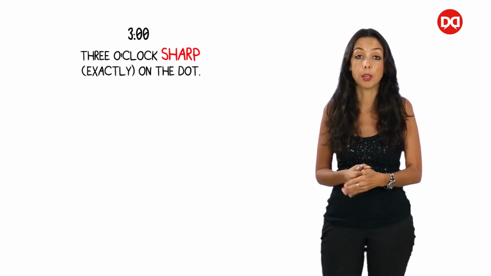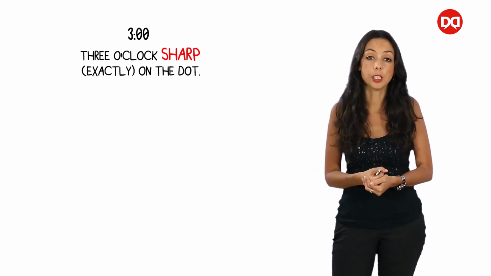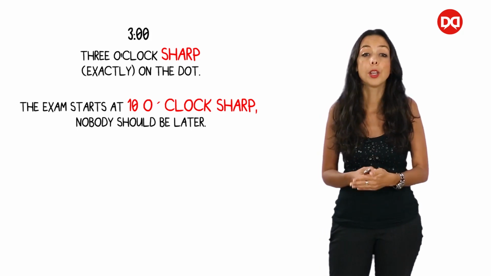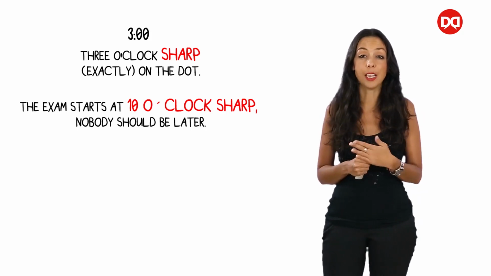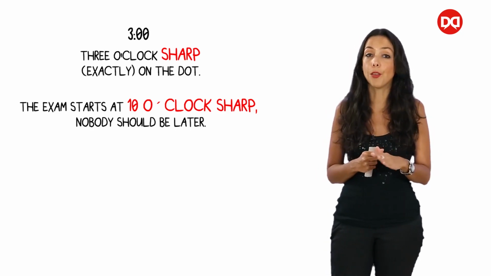Also, when telling the time, if it's exactly 3 o'clock, you could say it's 3 o'clock sharp, on the dot. Often, sharp can be used to give instructions. For example, the exam starts at 10 o'clock sharp. Nobody should arrive later. If someone says it starts at 10 o'clock sharp, you know that you shouldn't arrive any later.